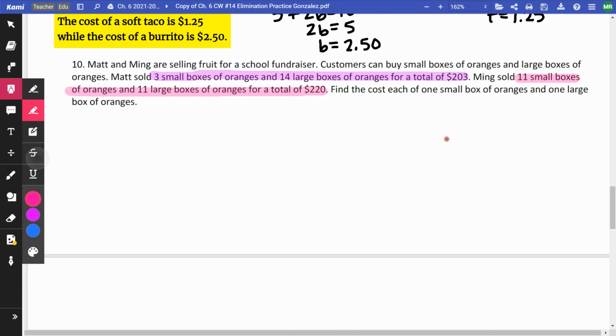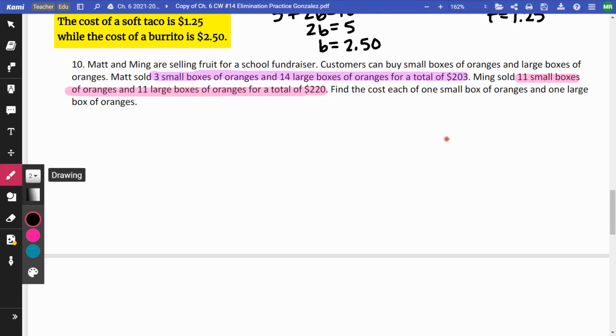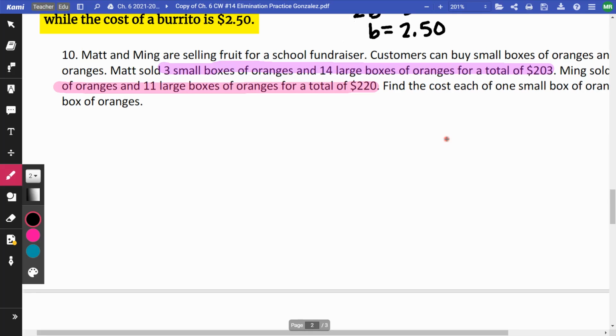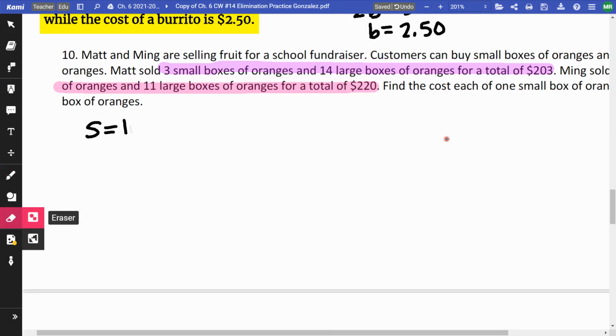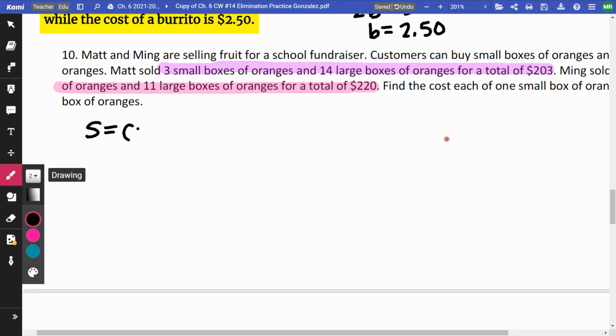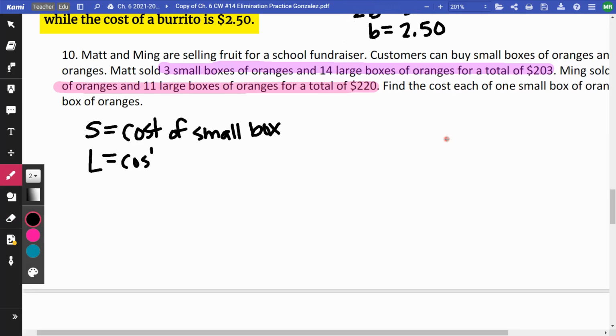So I am going to have S equal the cost, because that's what I'm trying to find, cost, not how many, but the cost. The cost of a small box. And I'll put capital L for the cost of a large box.